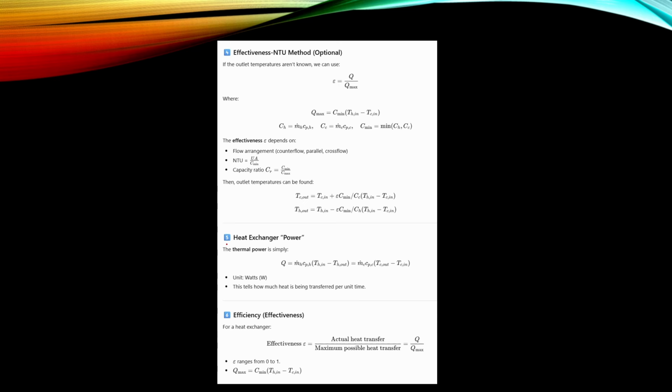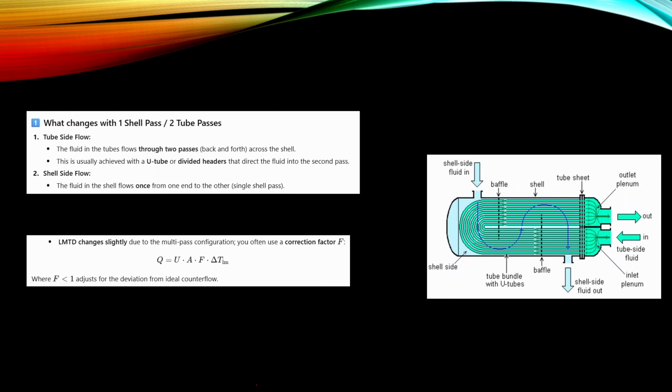If you have a given value for this effectiveness, you can use it to calculate the outlet temperatures. And here are functions from which you can calculate this outlet temperature for your cold flow and for your hot flow. What will change if we have a multi-pass system?